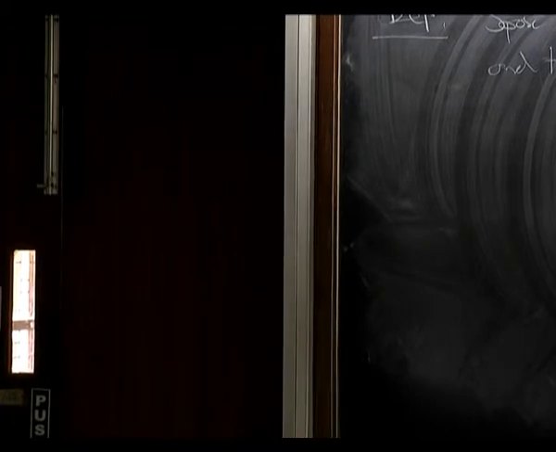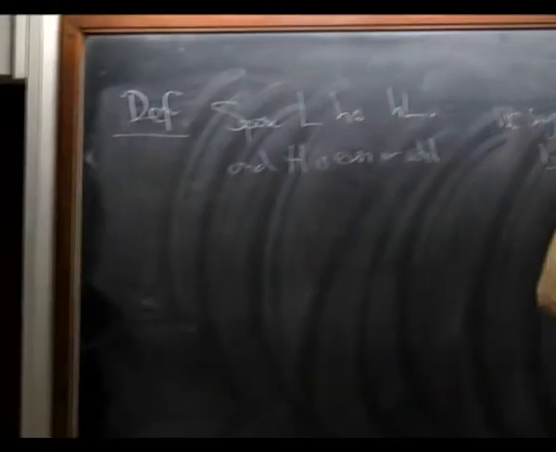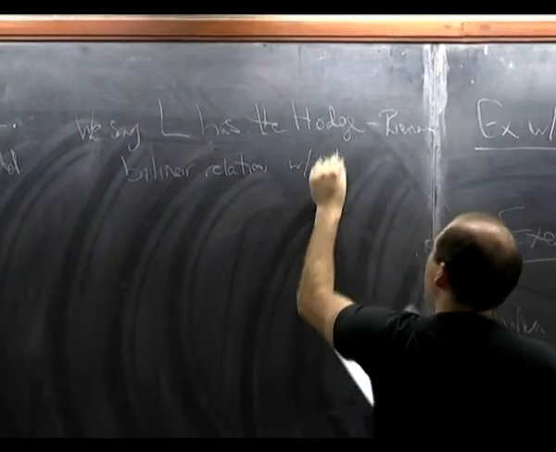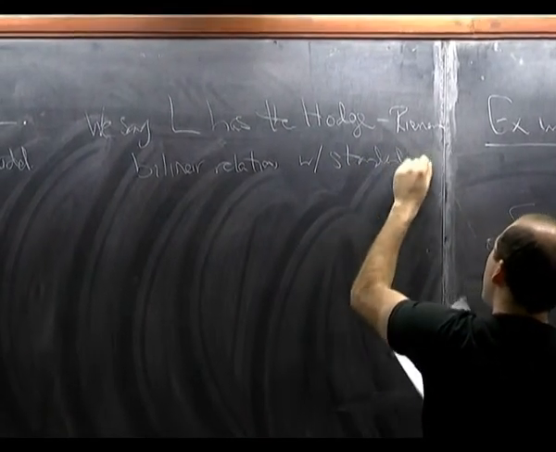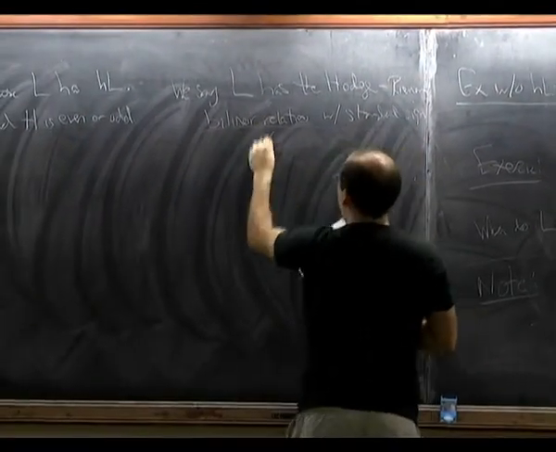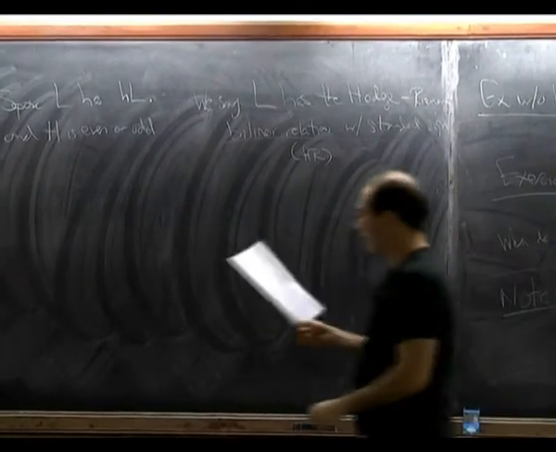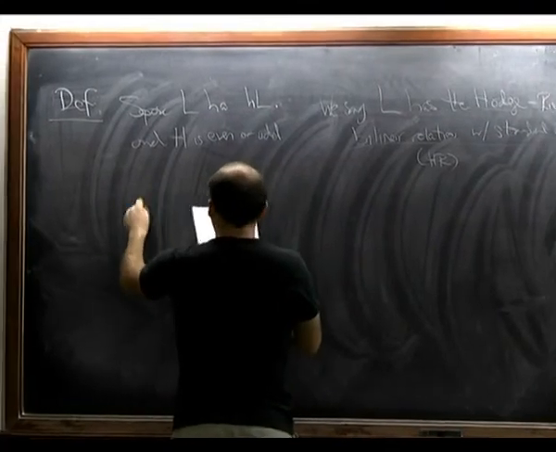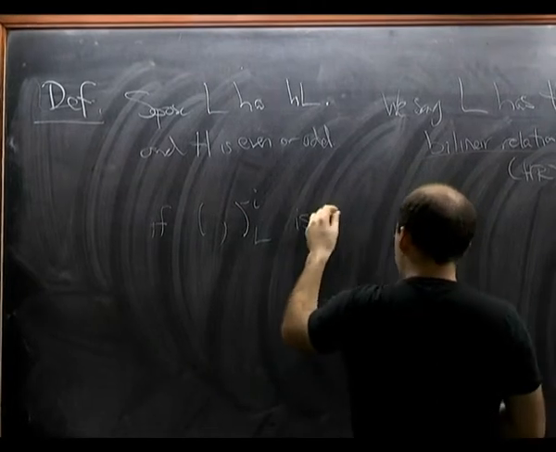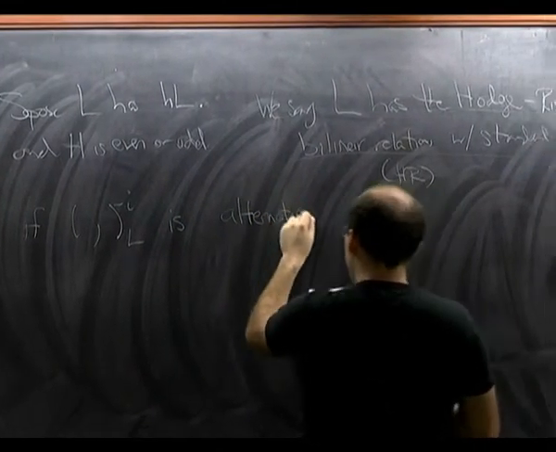Okay, so we say L has the Hodge-Riemann bilinear relations with standard sign, which I'm going to abbreviate HR, if the Lefschetz form is alternating definite on primitives. I'm going to say what that means.